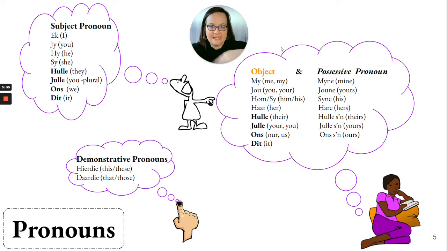Okay, so this is the list of all of them together. Let's read the subject pronouns and then you can echo with me. Ek, jy, hy, sy, hulle, julle, ons, dit. So these are all the subject pronouns.